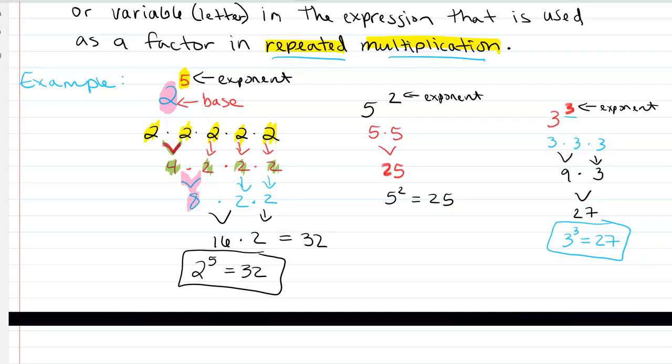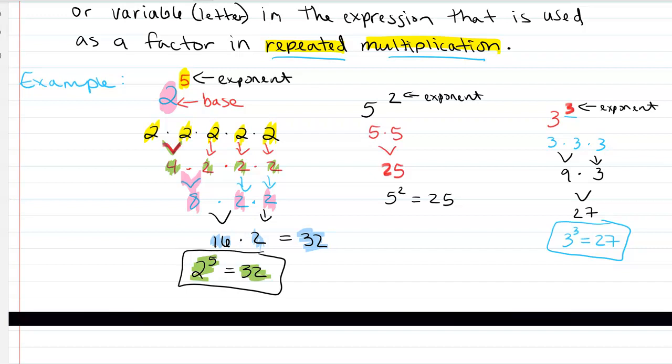4 times 2 is 8. We bring down the next 2. And then our last part, 8 times 2 is 16. Bring down my last 2. 16 times 2 is 32. So you could actually write this down as 2 to the 5th power equals 32.